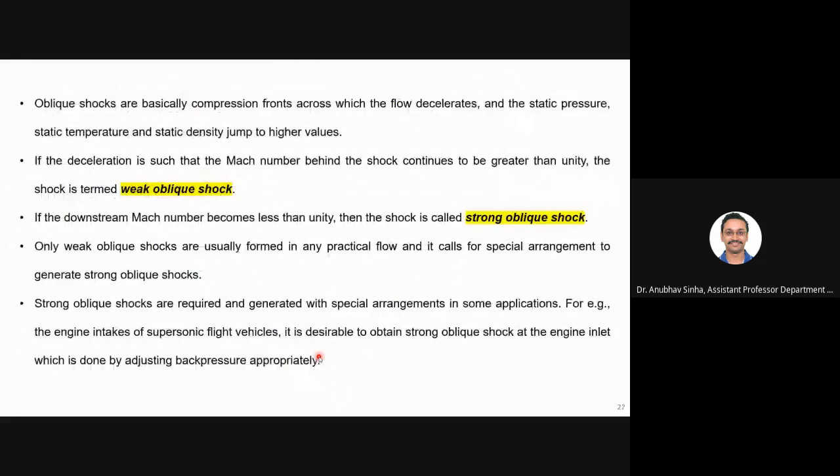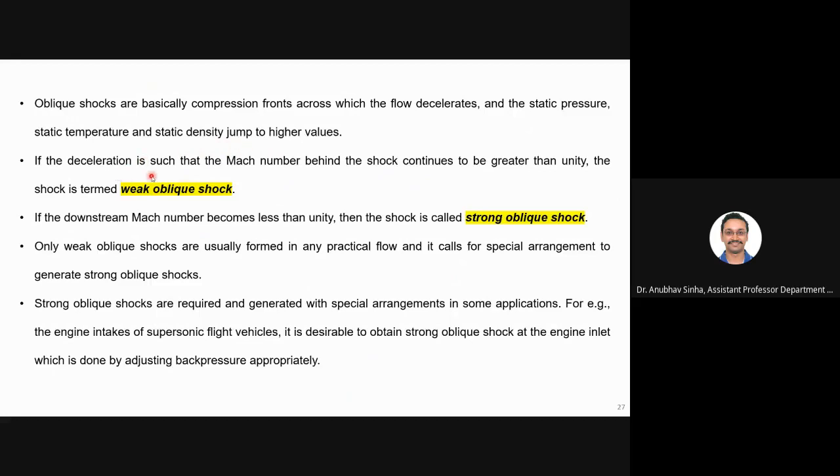Okay, so some comments on what we have seen. I'll just read through them and then we'll stop. So oblique shocks are basically compression fronts. It compresses the incoming flow, and it also reduces the velocity, so it decelerates, and because of that your static pressure, temperature and density will increase. So velocity is decreasing, other quantities are increasing, or you see a step jump to higher values. That is the typical feature of a shock, that you see a step jump. It is not a gradual change but a jump.